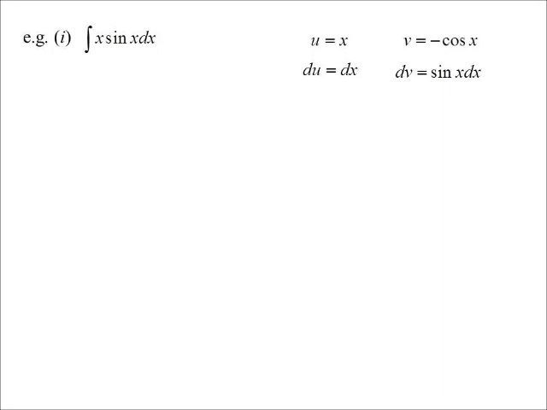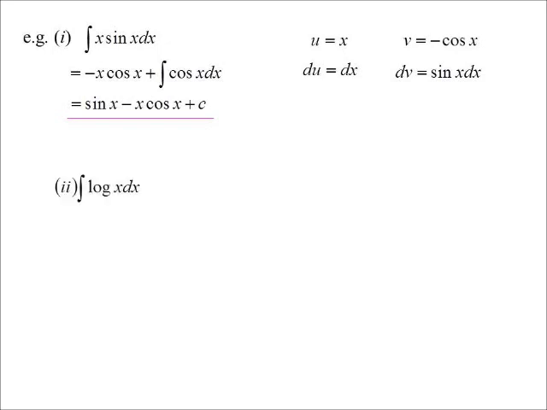Remember the formula was uv minus the integral of v du. So u times v will be x times minus cos x, and then minus the integral of v du, well, minus minus in this case, so I end up with plus the integral of cos x, which is a relatively easy function to integrate. Integrate cos and we get sine. I've just moved it to the front, so I've got a positive at the front. That doesn't really matter, I suppose.